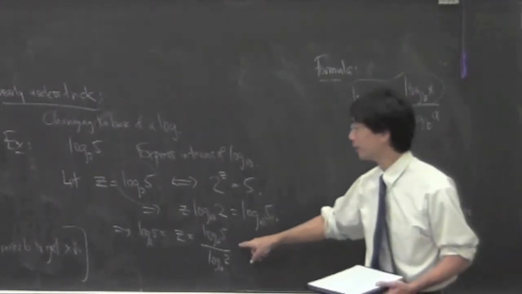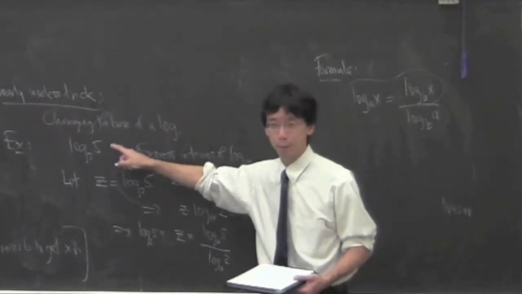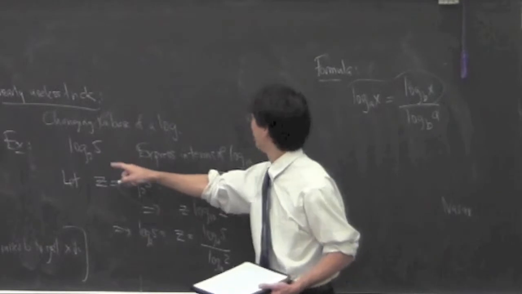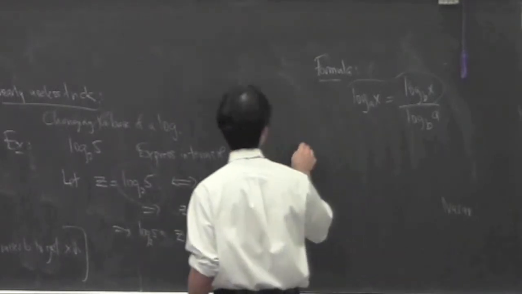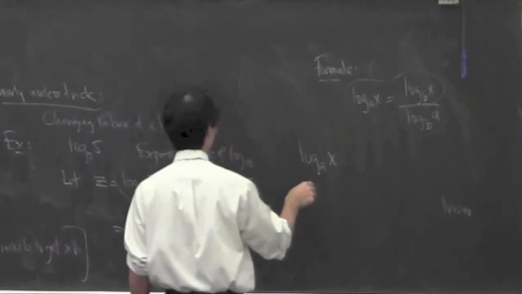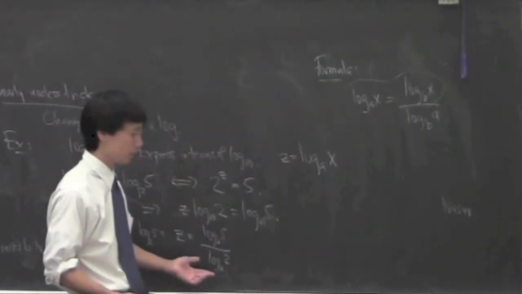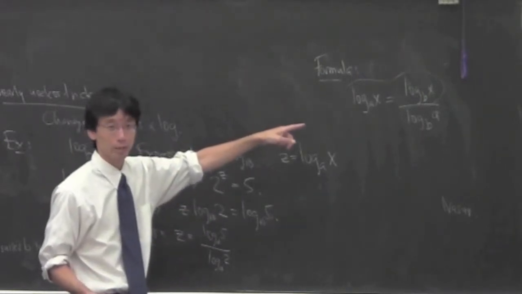And that's what we're seeing here. And you see, Caroline, that 2 and 5 weren't really important. We could have written it like this: log base a of x. Let z be log base a of x, and then run through the same argument, and you would get the formula.